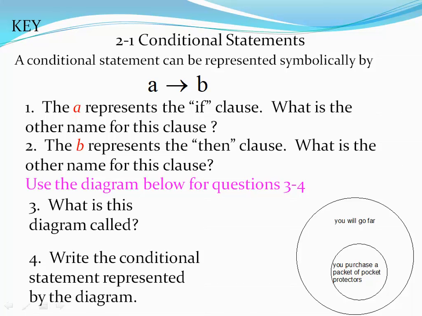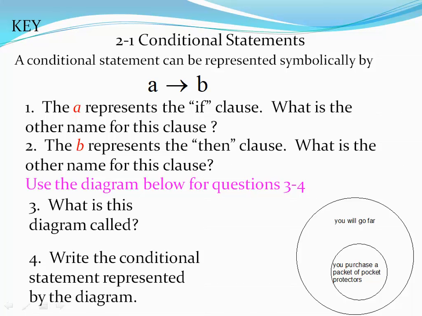Welcome to 2-1 Conditional Statements here in Chapter 2 of our geometry book, in which we are now studying the nature of deductive reasoning. This is the foundation of the Euclidean geometry that we are studying. We're going to learn a lot about definitions, postulates, and theorems in the days and weeks and months ahead. So let's get on with it.